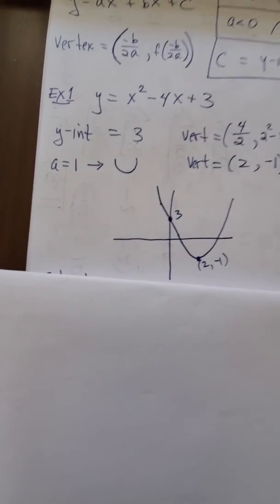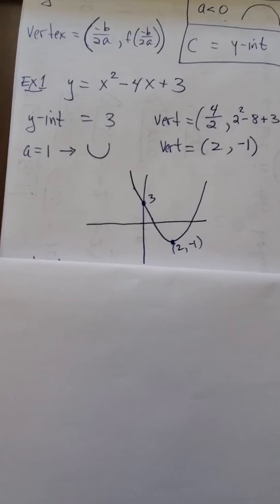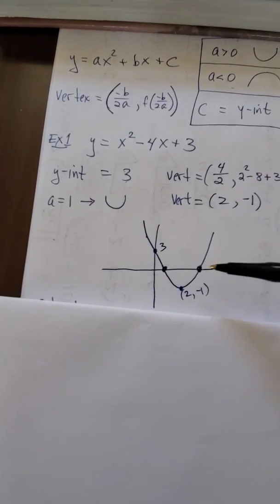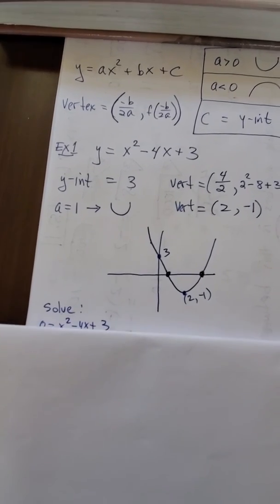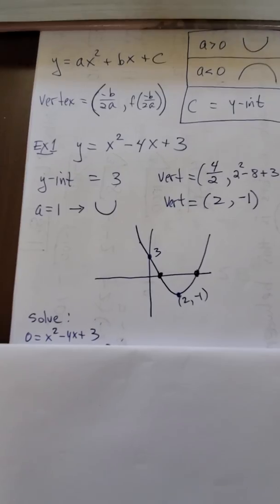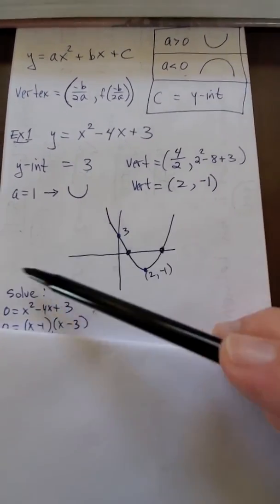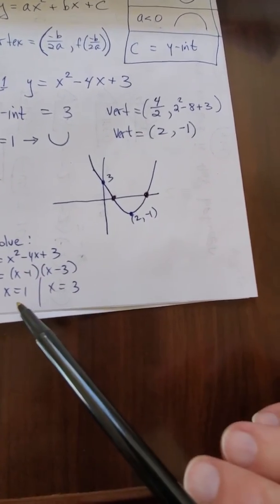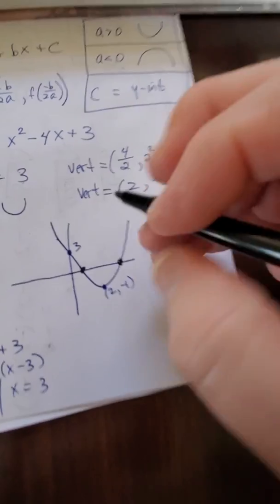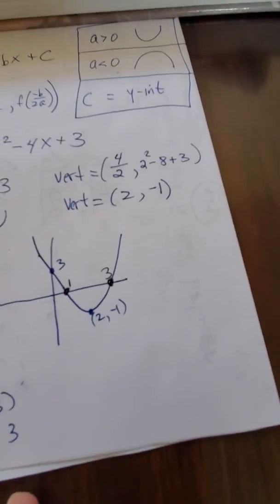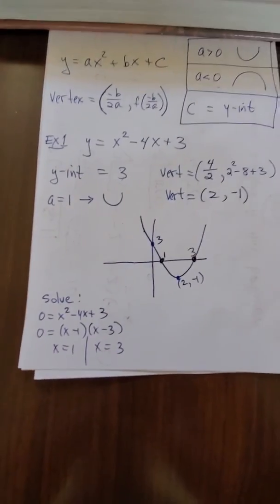Now, you may be wondering, what are these points right here? Meaning those points right there, the x-intercepts. Well, to find the x-intercepts, what I have to do is solve for y equals 0, because that's what an x-intercept is. So I plug in 0 for y, and I solve the equation, and that's a quadratic, so I factor it, and I get x equals 1, x equals 3, which means that point there is 3, and that point there is 1, and now we have graphed our parabola. Yay!